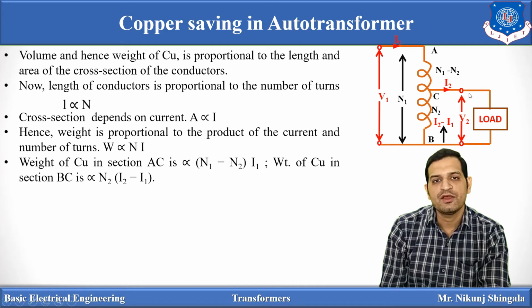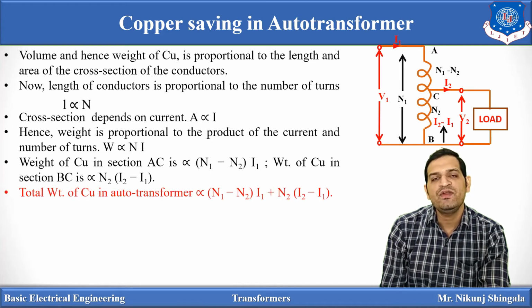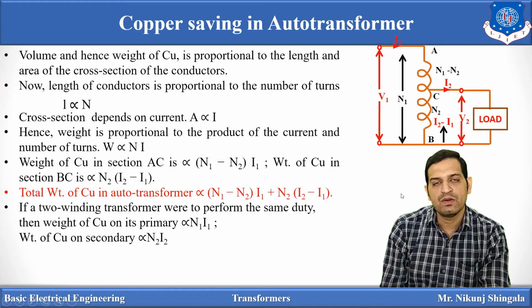Now in the case of BC section, number of turns is N2 and current flowing is I2 minus I1. So here, weight of the copper in BC section will be N2 into (I2 minus I1), because weight ultimately depends on number of turns and current flowing through the winding. So total weight of the copper in auto transformer is given by (N1 minus N2) I1 plus N2 (I2 minus I1). Now if we use a two winding transformer, then weight of the copper for primary winding will be N1 I1 and for secondary winding will be N2 I2.